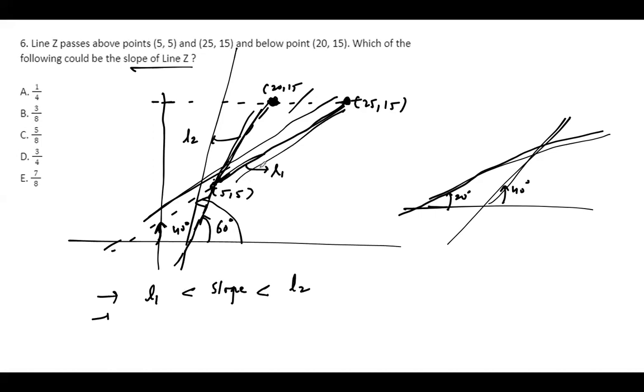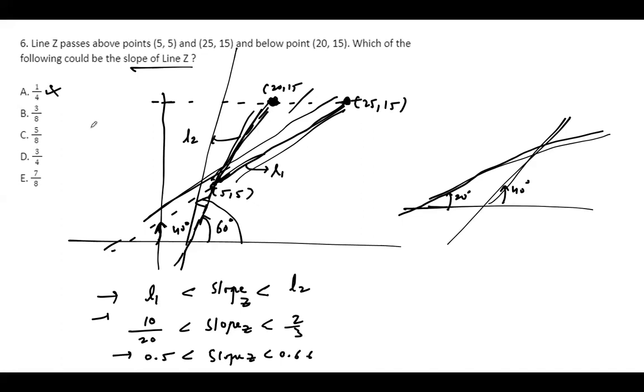What is the slope of L1, by the way? 15 minus 5, 10, divided by 20, which is 1 by 2. And this is the slope of line Z that we are talking about. The slope of L2 would be 15 minus 5, which is 10, divided by 15, which is 2 by 3. So 1 by 2 is 0.5, 2 by 3 is 0.66. So check, this is 0.25. Does it lie in the range? No. 3 by 8 is 37.5%, which is 0.375. Does it lie in the range?